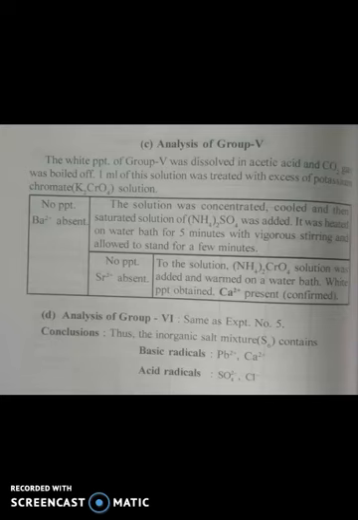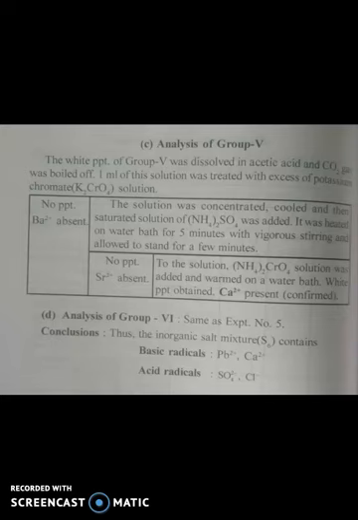The solution was concentrated, cooled and then saturated solution of ammonium sulfate was added. It was heated on a water bath, you know the water bath, for 5 minutes with vigorous stirring and allowed to stand for a few minutes. No precipitate, strontium 2+ absent. To the solution, ammonium chromate solution was added and warmed on a water bath. White precipitate obtained, calcium 2+ present. That is confirmed. Analysis of group 6 is the same as experiment number 5.